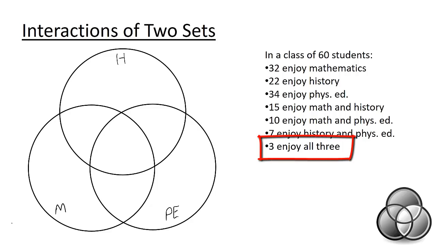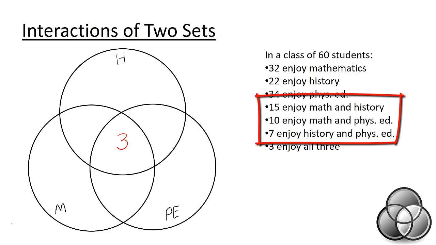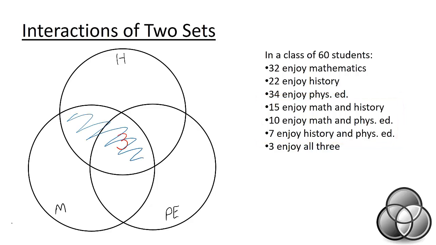Notice that at the bottom, 3 refers to our very middle section. So I'm going to put that 3 in, as it represents all 3 subjects. Now that we have the 3 in the middle, we can look for statements with the word and. For example, if I shade in these 2 regions here, these 2 regions represent mathematics and history. Hey, I see that right here. That total should be 15.